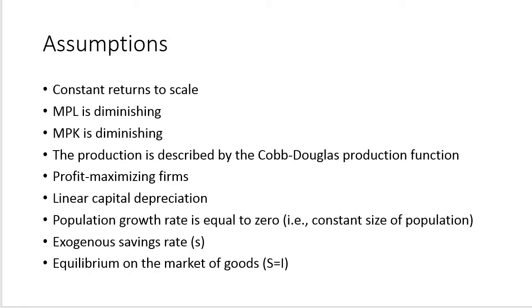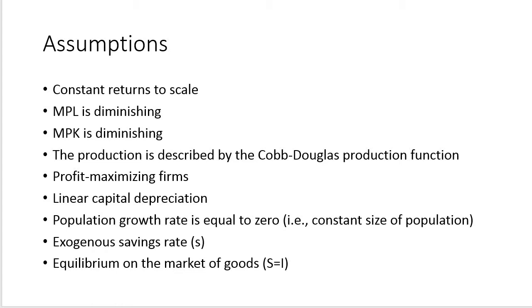So we assume that the production is described by the Cobb-Douglas production function, which, as I mentioned before, is beloved by neoclassical economists due to its nice mathematical properties. So we assume that this function exhibits constant returns to scale, and marginal product of labor and marginal product of capital are diminishing. So all the firms attempt to maximize their profit.